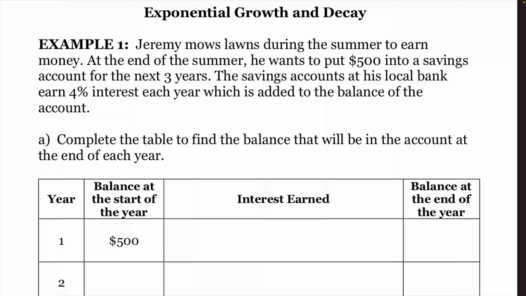It's called a growth. Okay, so here we go. Jeremy mows lawns during the summer to earn money. He's got a summer job.